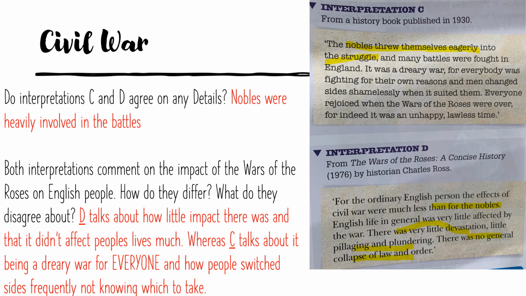Whereas source C talks about how it was quite a dreary war, everyone was fighting for different reasons, and everyone was so happy when it was over because it was an unhappy, lawless time. So although they're both talking about the same thing, they both have different interpretations, which we know we come across quite a lot of in history.